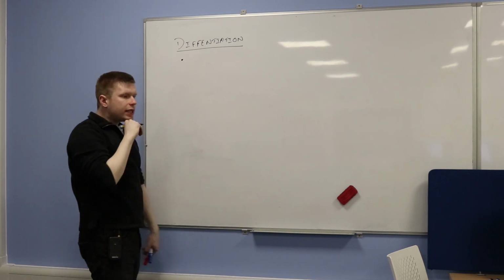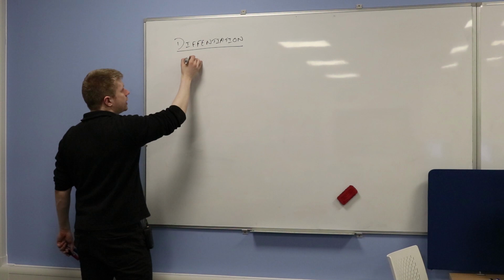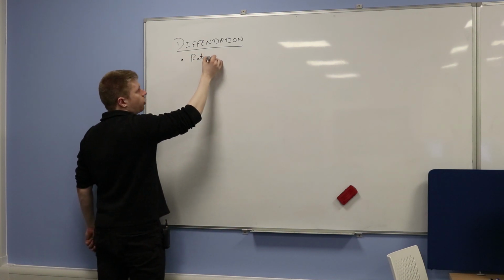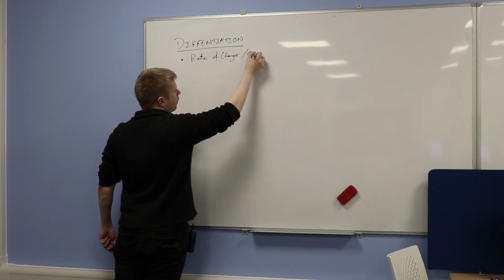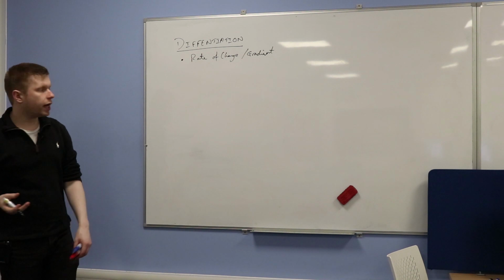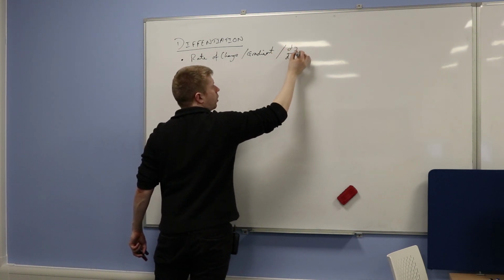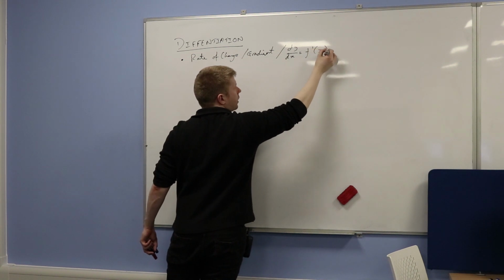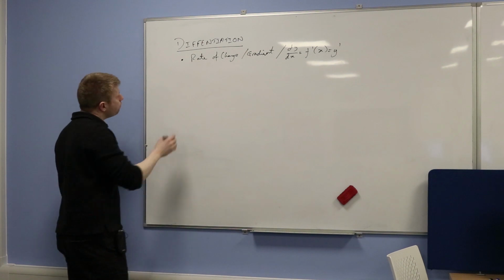So what's the first thing that we did with differentiation? Gradient. Yeah, good. The idea that differentiation is the gradient or the rate of change. Okay, so that's a really fundamental idea. And of course we wrote that as dy by dx, or we could write the function prime of x, or just simply y prime. So three ways to write differentiation.